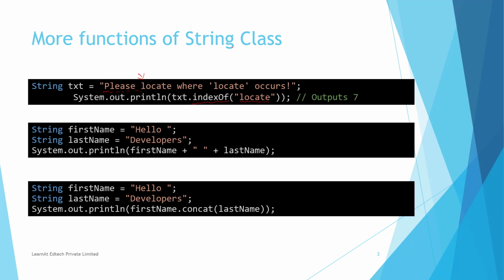Suppose you want to find the location of, like, this "locate". If I write indexOf("locate"), it will search in this string where locate is written, and it will give you the index from where it starts. Like this is giving 7. Now see the position. This is on the 0th position. This is first. This is second. This is third. This is fourth.